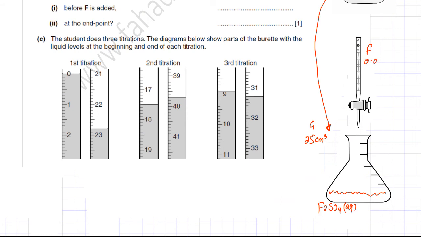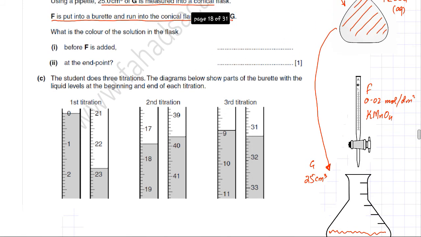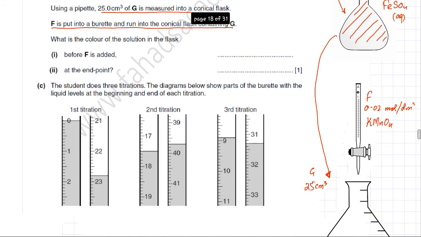The concentration is known, and we also know what it is. It's potassium manganate(VII), which is KMnO4. So KMnO4 is put into the burette, and a titration is performed. F is put into a burette and run into the conical flask containing G.